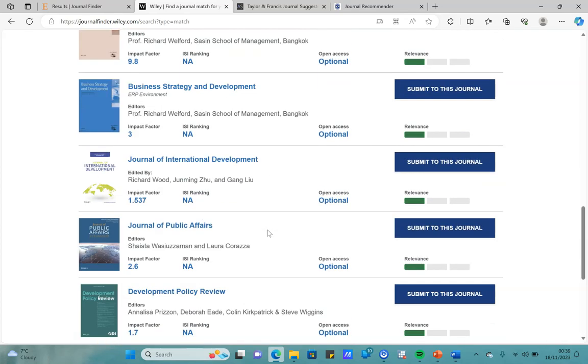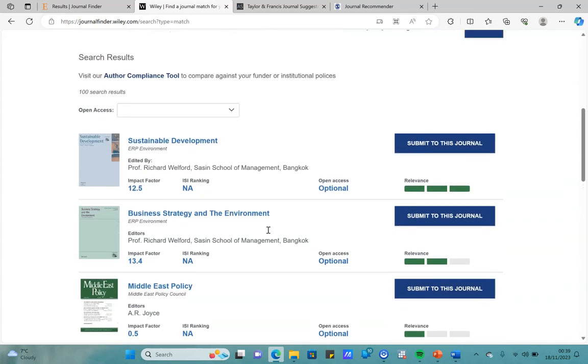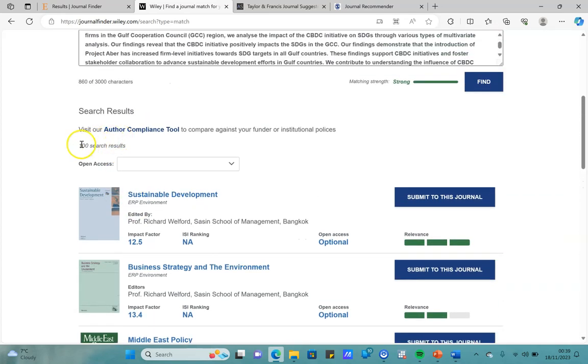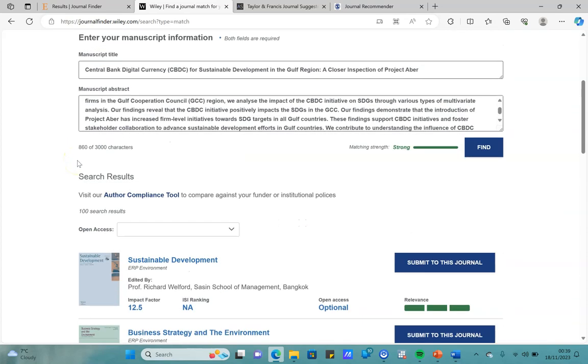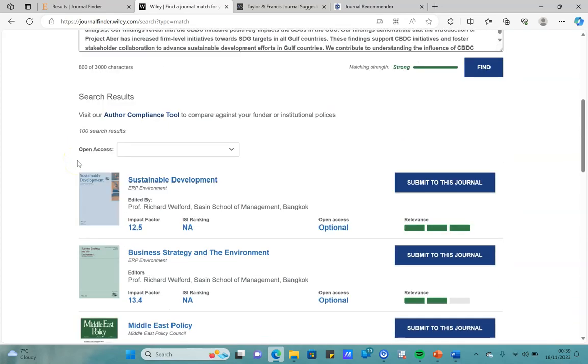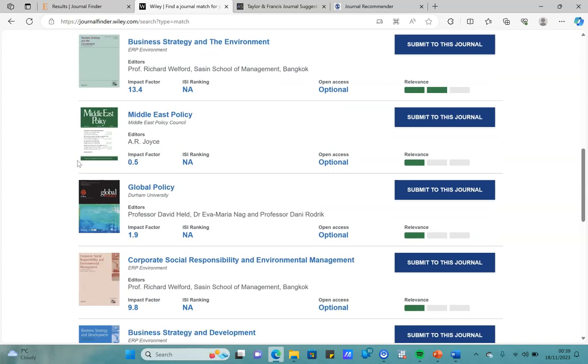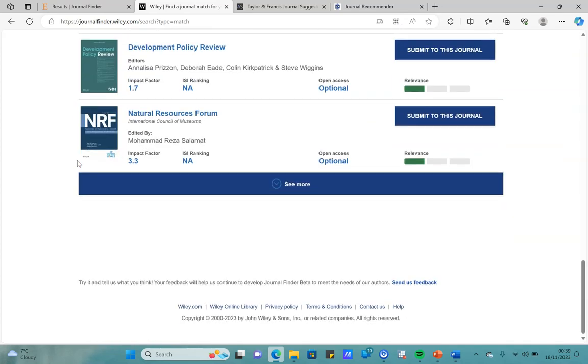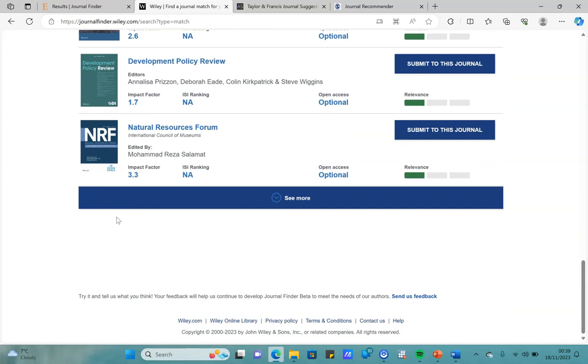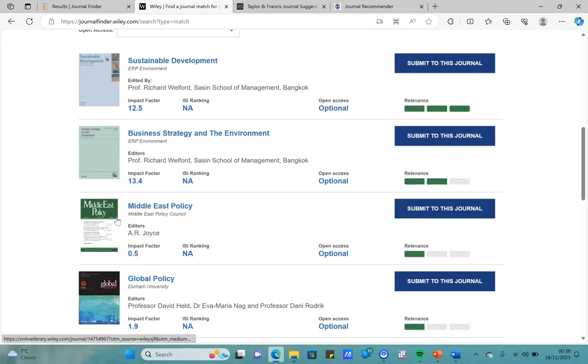So again, how many journals? They have come up with 100 search results. That's quite a lot to browse through. I don't think I'm going to go through all of them. Maybe I will just look at the first 10 or 15 options, but it's up to you. If you want, you can look through and find the best match if you want to go with Wiley.